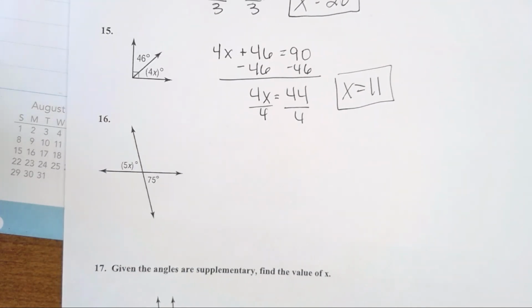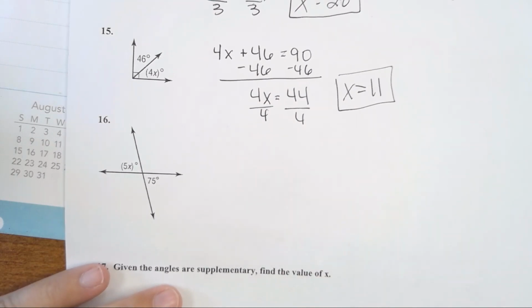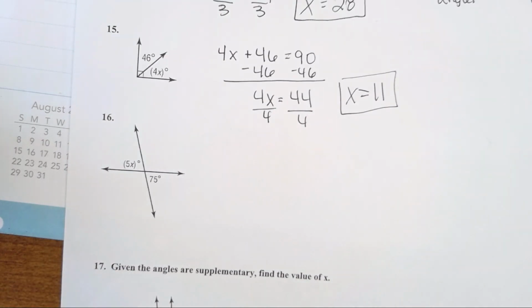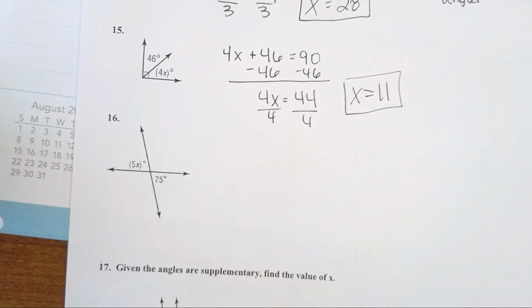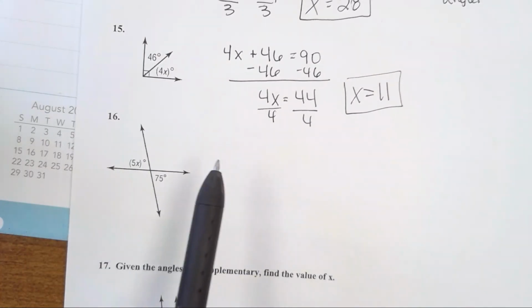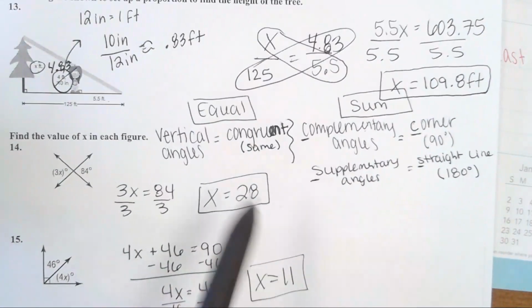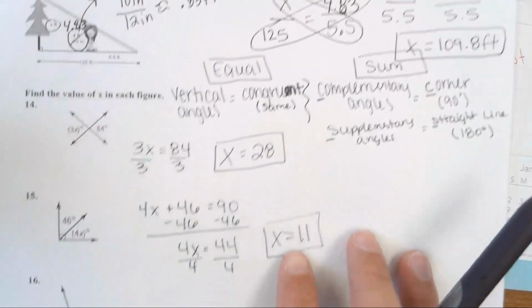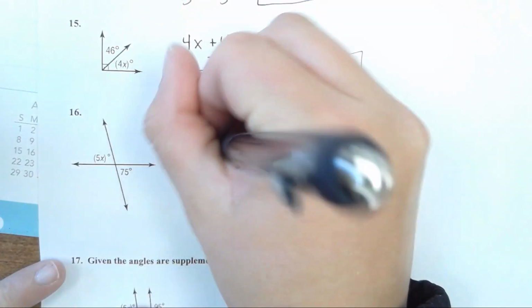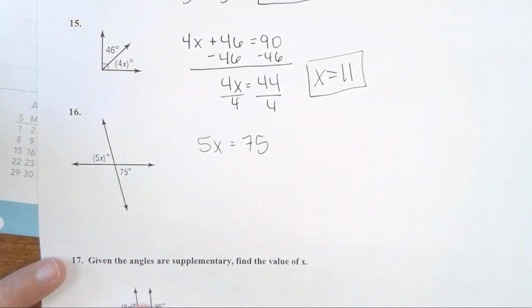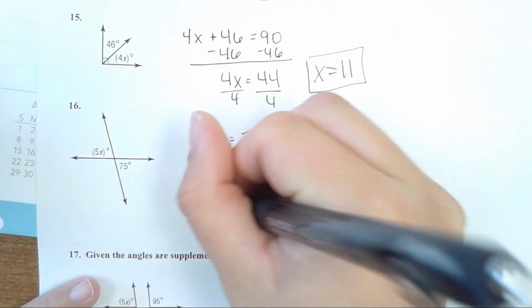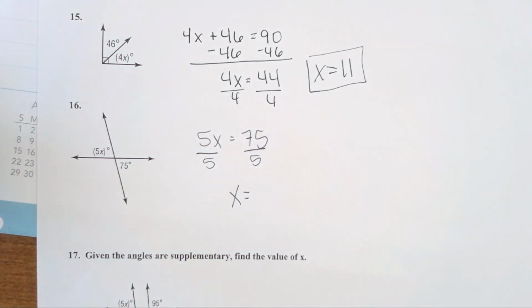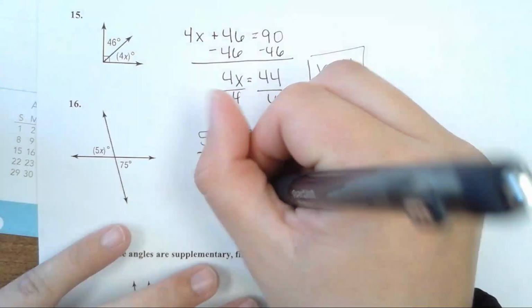Okay, next one. 5x and 75. First identify, are these vertical angles, complementary angles, or supplementary angles? Well, if you notice, they are opposite of each other. Since they are opposite of each other, that means that these are vertical angles. And again, vertical angles means that they are congruent, so we're going to set them equal to each other. So our equation is going to be 5x equals 75. To get x by itself, all that we need to do is divide by 5 on both sides, and 75 divided by 5 gives us a value of 15.